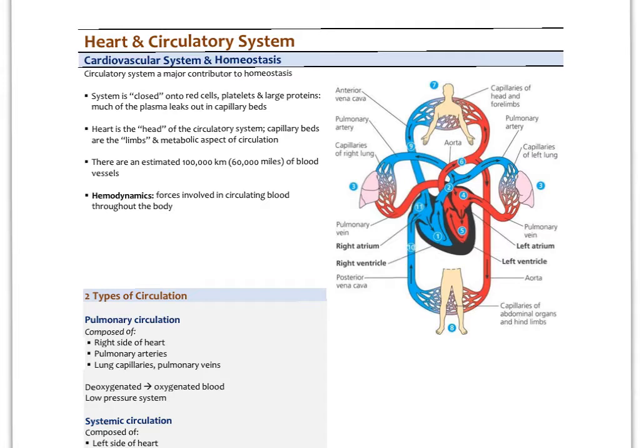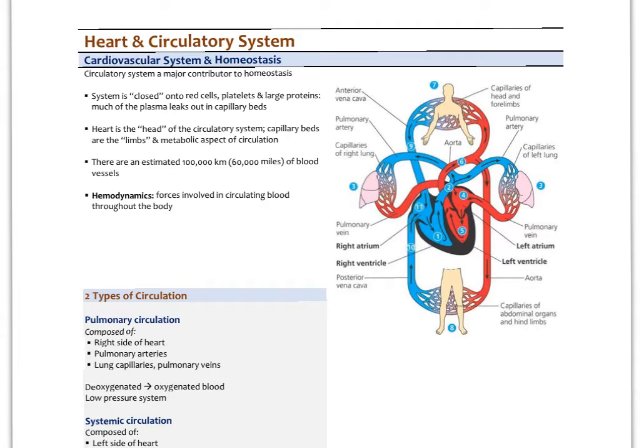So the circulatory system is really a major contributor to homeostasis. In traditional medicines, like Chinese medicine, when the word heart is used, it typically refers not just to the anatomical heart, but the entire cardiovascular system, including the arteries and veins and the capillaries and what's called the microcirculation, which I'll talk about here in just a moment.